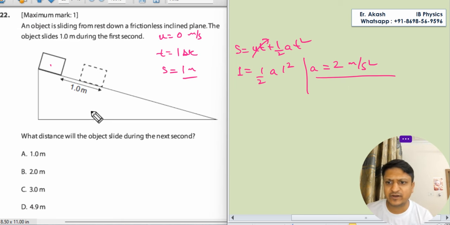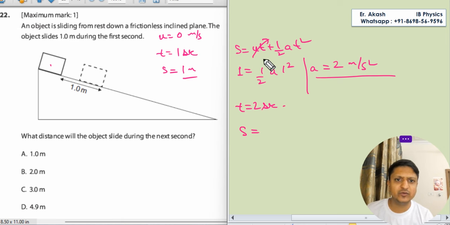So with this we have to find the distance traveled in the next second. So total time is 2 seconds. We will find the distance, that is s equals u, which would definitely be 0 because it is moving from rest, plus half a t square. a, we have already seen, is 2 meter per second square. So the time component is 2 square. So half of 2 goes, it is 4.